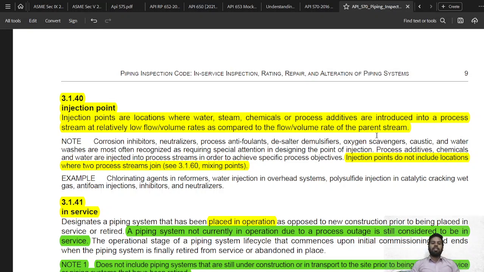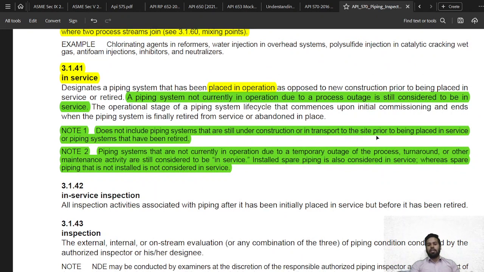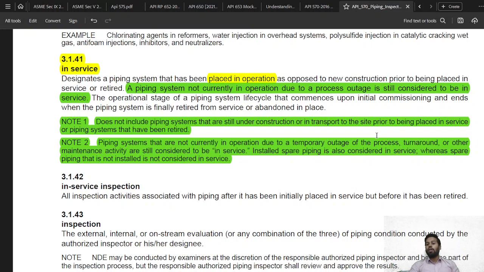Okay, so injection points are locations where water, steam, chemicals or process additives are introduced into the process stream, at relatively low flow volume rates compared to the flow volume rate of the parent stream. Okay. In service, obviously we know what in service means. In service means once the part is placed into service. Okay, a piping system not currently in operation due to the process outlet is still considered to be in service.